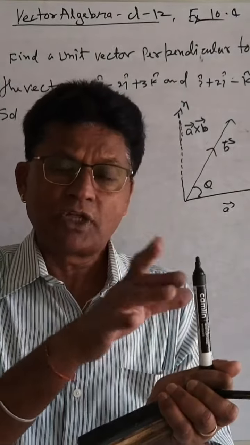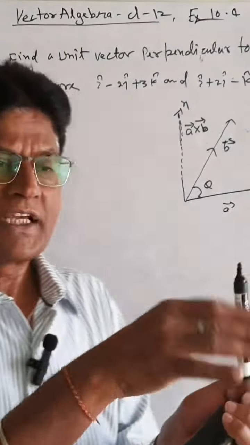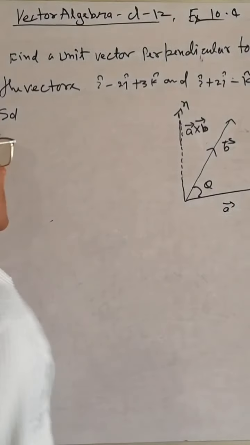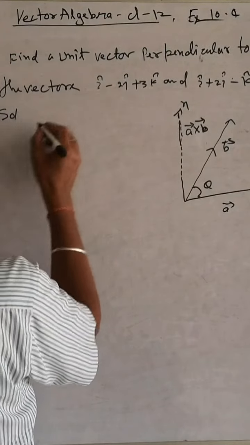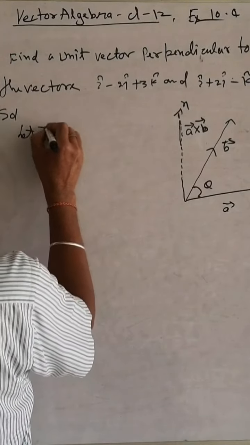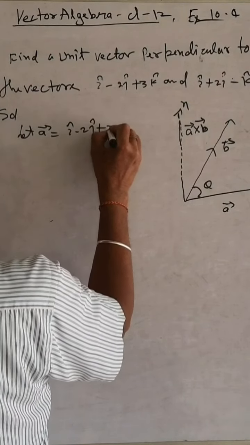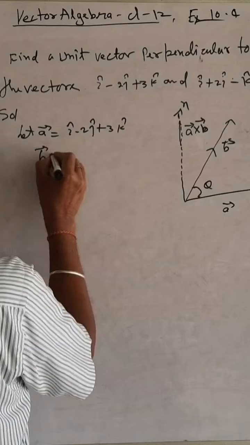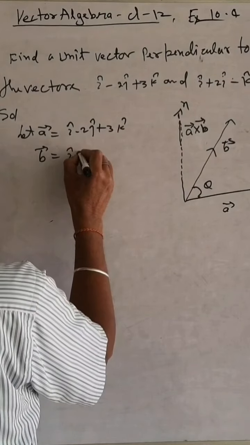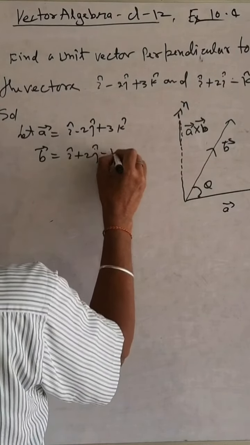Try to understand, I am telling you the important thing. That is why you see, in this direction you have to find the unit vector. So first of all, suppose this is vector A. A is i minus 2j plus 3k. Vector B is i plus 2j minus k.